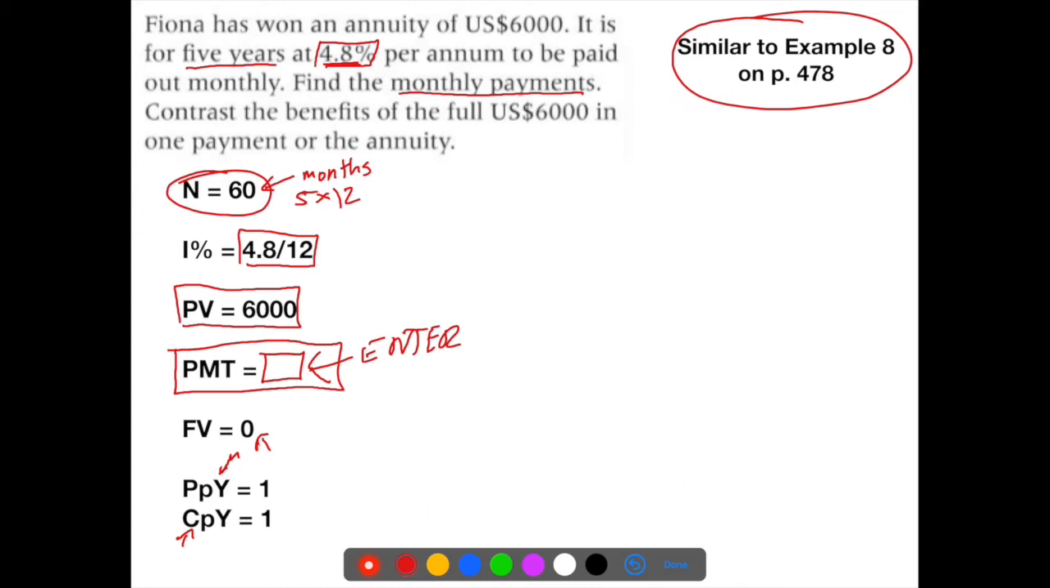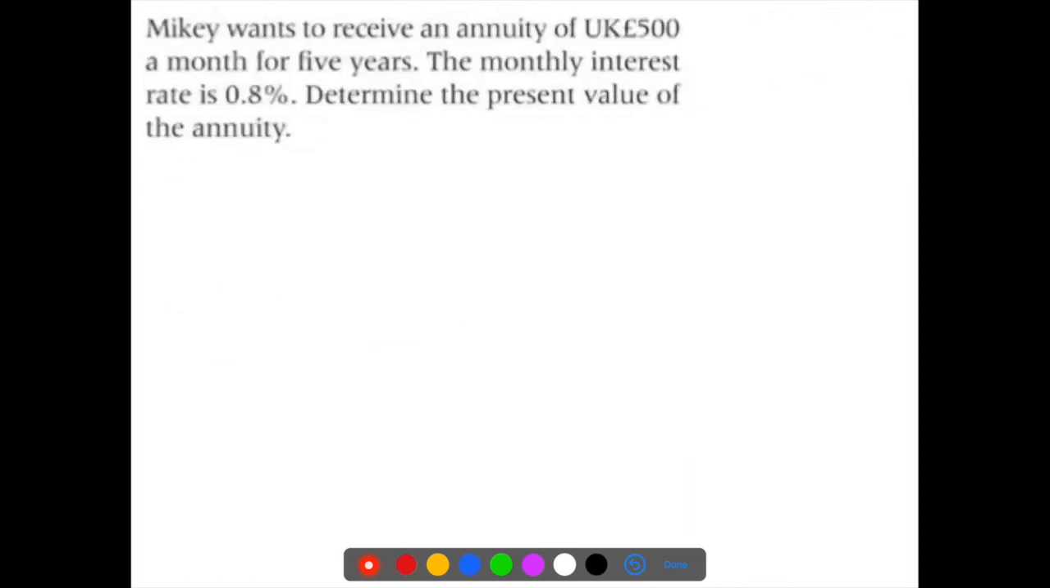Okay. Let's look at the next question. This one is actually quite similar to the previous one. It's got an annuity. This one is £500 a month for 5 years. So similar idea, we're receiving money. This one gives us the monthly interest rate, and so we're going to use a very similar process.